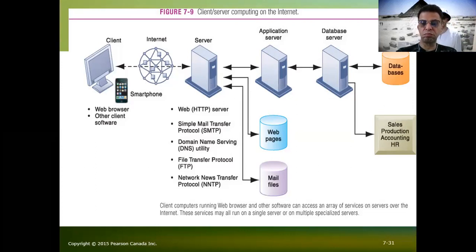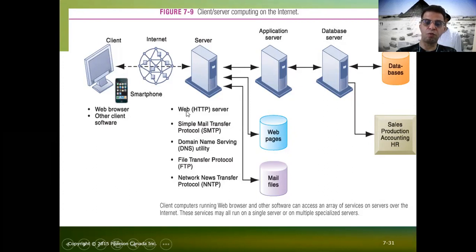So what do you do? Maybe you have different applications like sales, production, accounting, HR, and each one is connected to a main database. So this is through the internet. You are connecting to your data, to your back end, or to your internal system. And also you have a different server that has access to your web pages or other web pages. And there are mail servers.